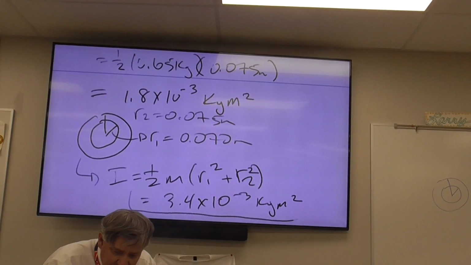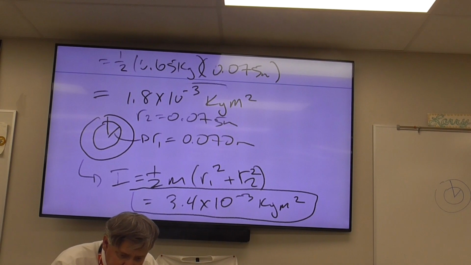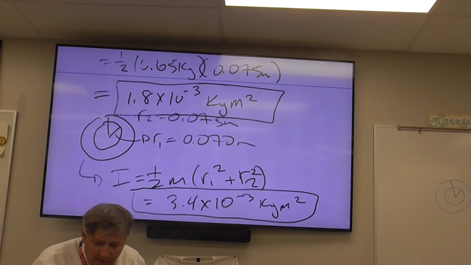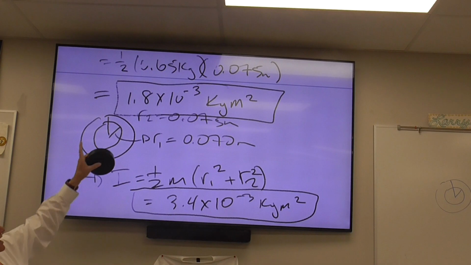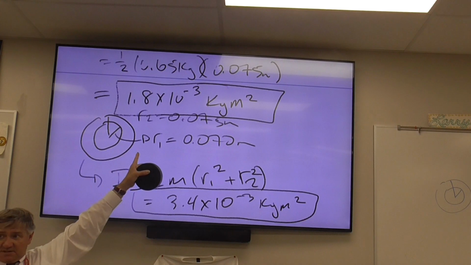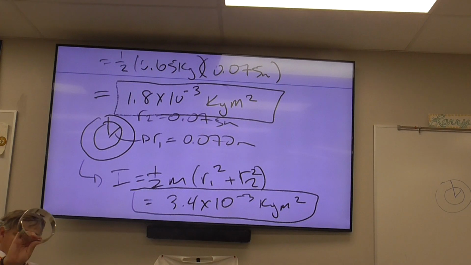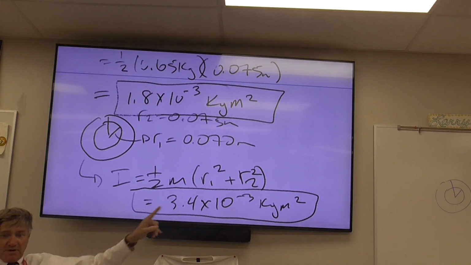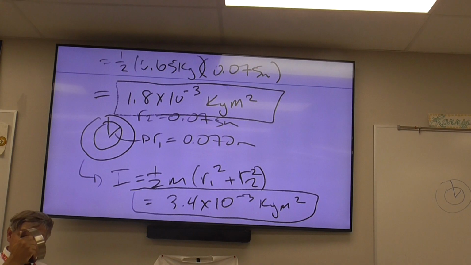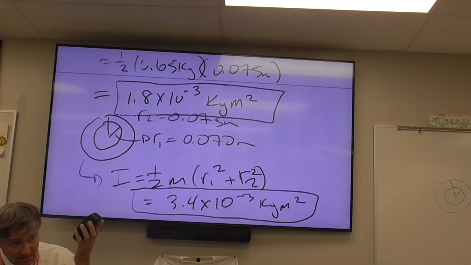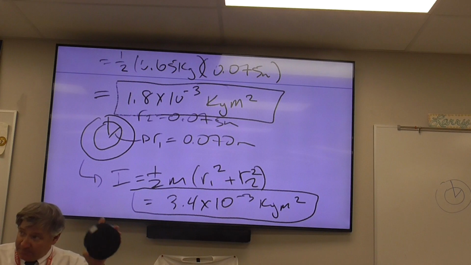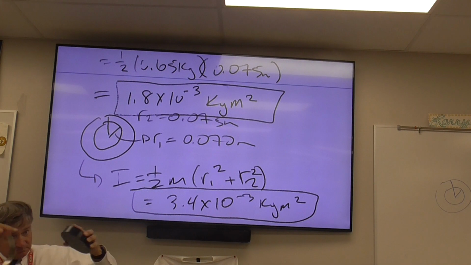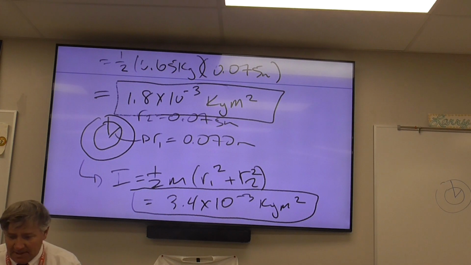So mathematically, when you look at these numbers, that solid disk has a moment of inertia of 1.8 times 10 to the minus third. The Lord of the Rings has a moment of inertia of 3.4 times 10 to the minus third. This has a bigger moment of inertia. That's why when I let them go and they roll down the ramp, the solid disk won. Because it had a smaller moment of inertia, therefore it was easier to speed up.